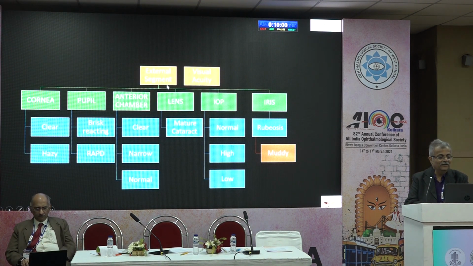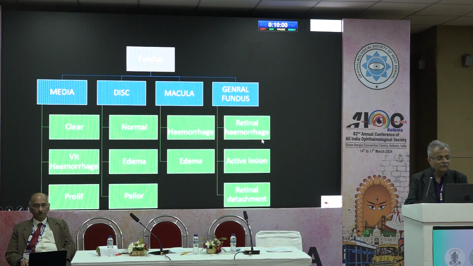So when you examine the patient, you check the visual acuity, you see the cornea, whether it's clear or there is edema, you see the pupil reaction, especially RAPD would be there in optic neuritis and artery occlusion. You look for anterior chamber, lens, IOP, because acute congestive glaucoma also can give rise to painful blind eye, and iris for new vessels, especially for neovascular glaucoma.